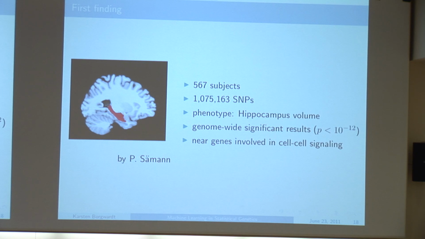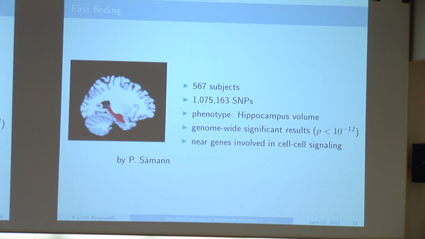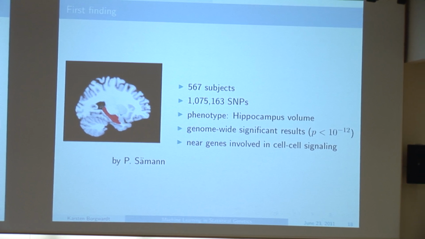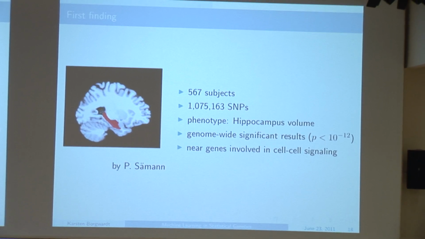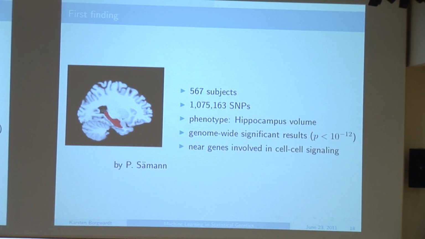And in one of these data sets, we have very interesting preliminary findings. It's a data set with more than 500 patients and more than 1 million SNPs. And the phenotype is the volume of the hippocampus, so of a brain region. And this hippocampus has been reported to be in connection to Alzheimer's disease before, and conjectured to be in connection with other diseases.